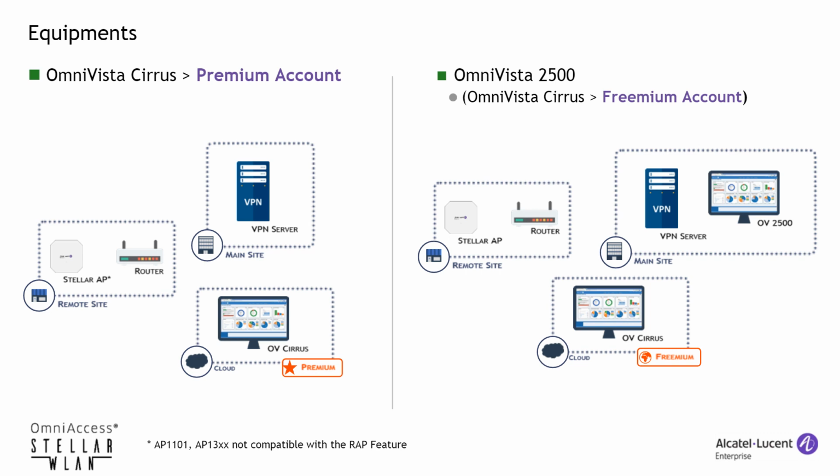remote site. OmniVista 2500 NMS offers the same managing and monitoring of OmniSwitches and Stellar Access Point functionality as OmniVista Cirrus, but it's installed at the customer premise instead of being deployed in the cloud. If the company uses OmniVista 2500 NMS to configure its network equipment, in addition to the OmniVista server, you will need an OmniVista Cirrus Freemium account, a VPN server provided by AOE installed at the company premises, and Stellar Access Point installed at the remote site.